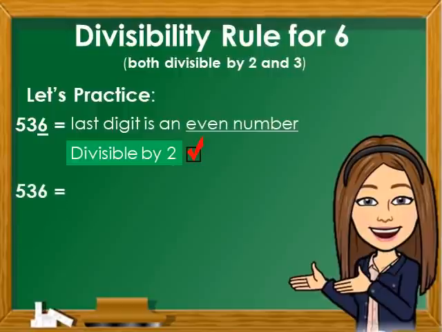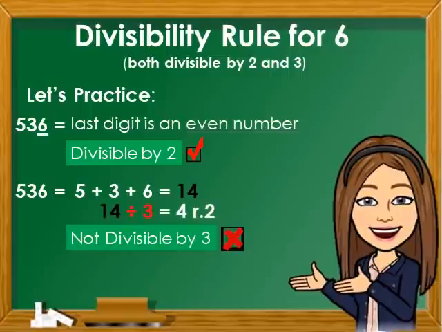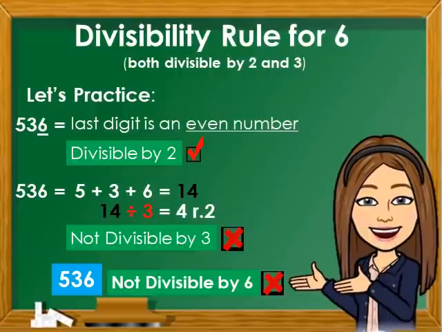Next, let's add the digits of 536. 5 plus 3 plus 6 equals 14. So the sum of the digits is 14. Can 14 be divided by 3 without remainder? No, there is a remainder. So 536 is not divisible by 3. Since 536 is not both divisible by 2 and 3, we can say that 536 is not divisible by 6.